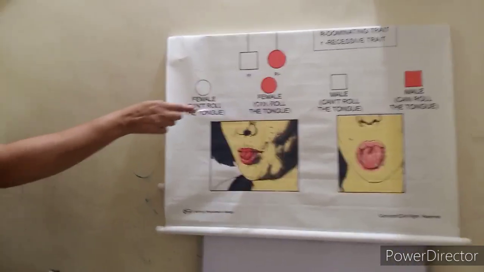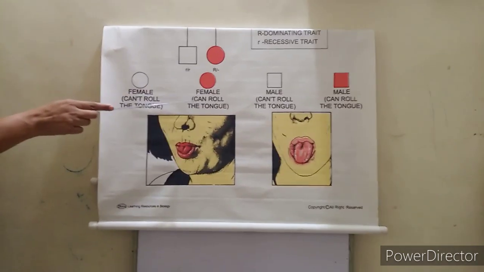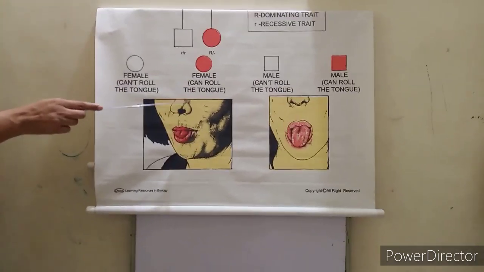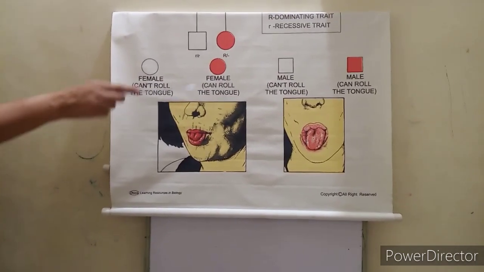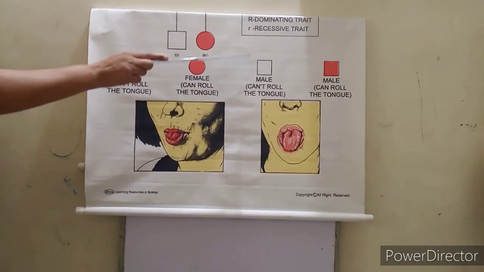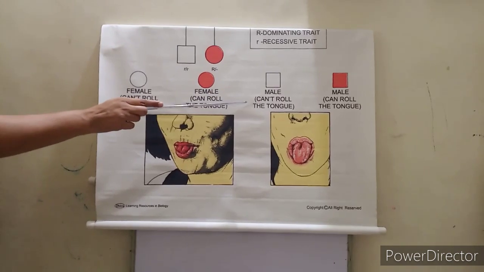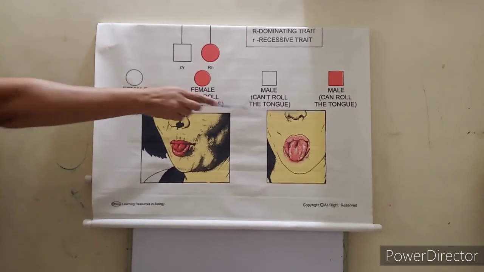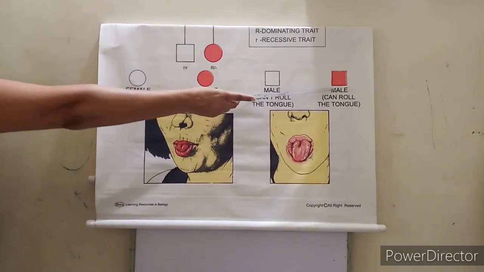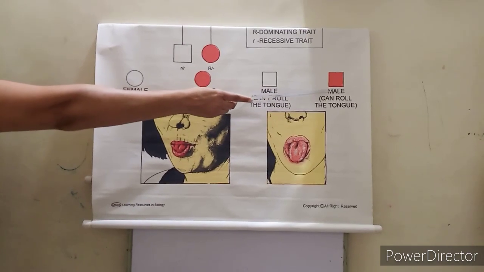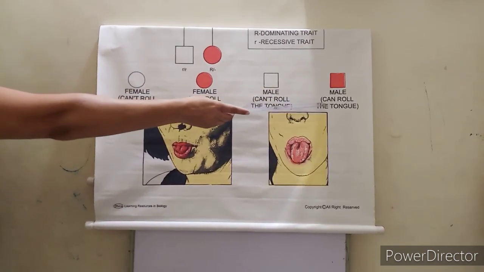The solid symbol for the female shows that the female is able to roll the tongue. The next is the male. The square symbol, which is hollow, means the male is not able to roll the tongue. And the last one, the solid square for the male, shows that the male can roll the tongue.